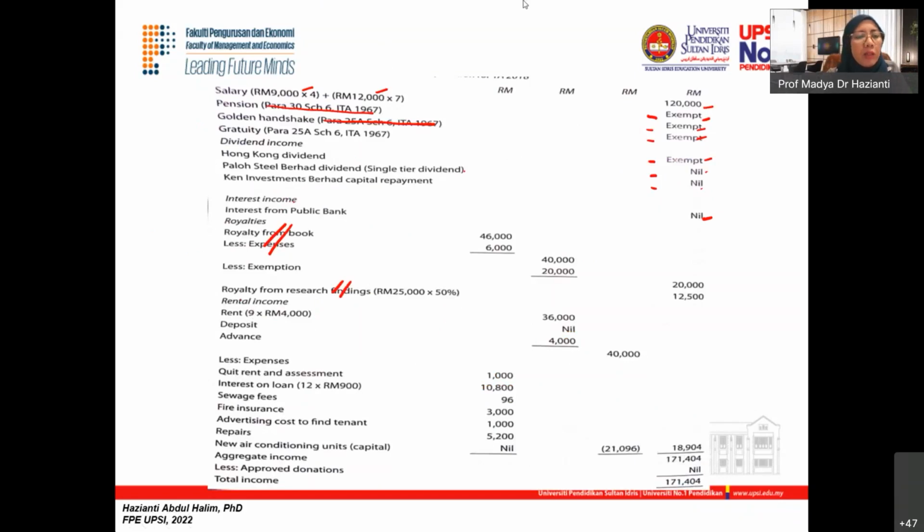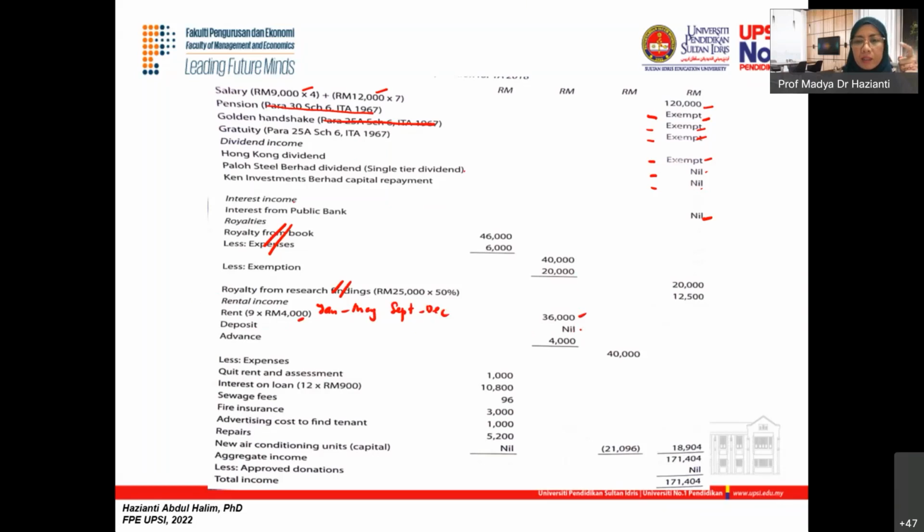Bulan 1 sampai bulan 5. 12. Okay. Orang tu duduk daripada bulan 5 kan. Maknanya Januari sampai Mei ada tenant. Betul? Lepas tu masuk pula September. Betul tak? Sampai Disember. So 9 bulan lah kat sini. 1 bulan 4,000. 36,000. Deposit.